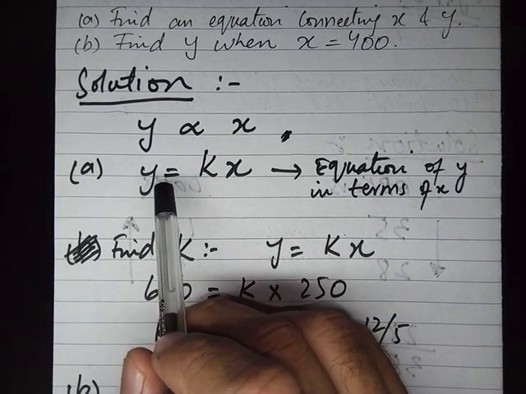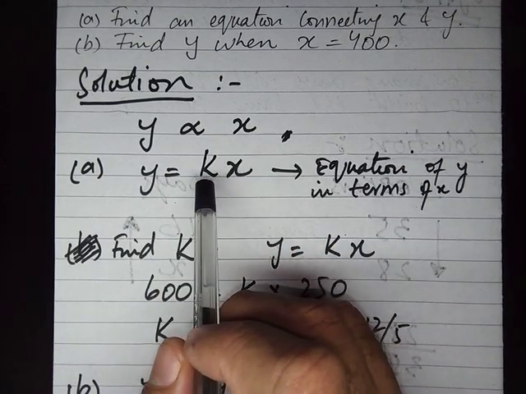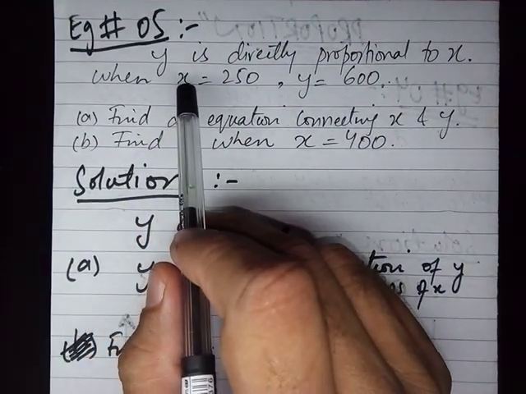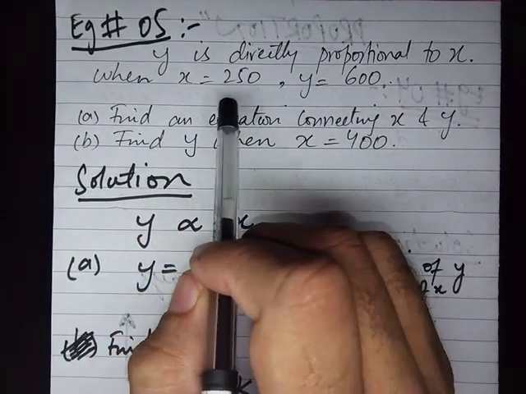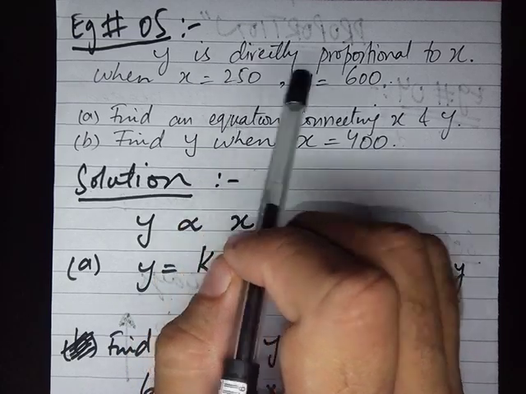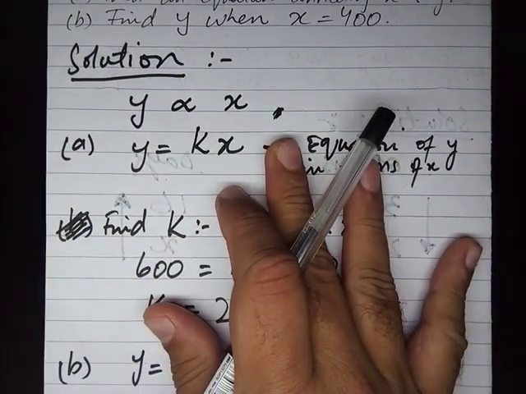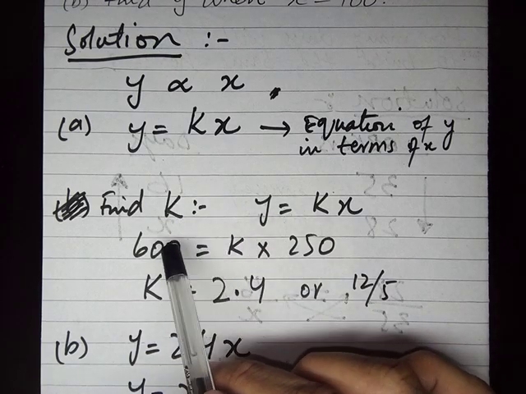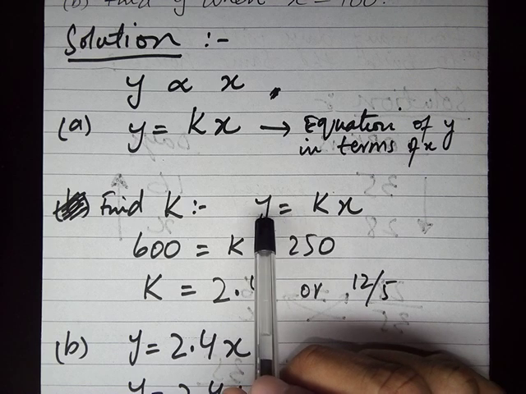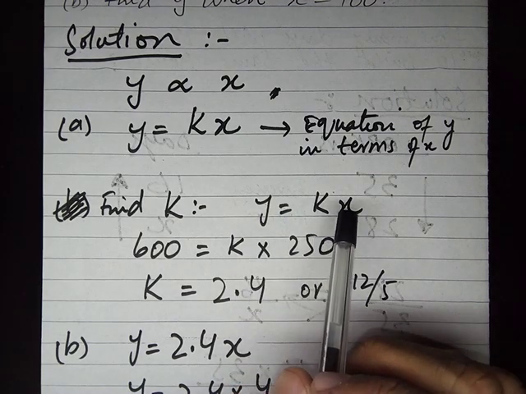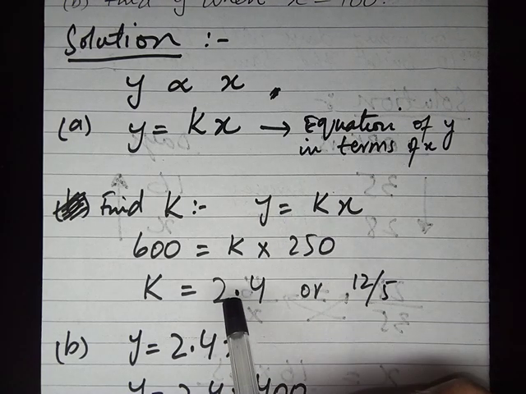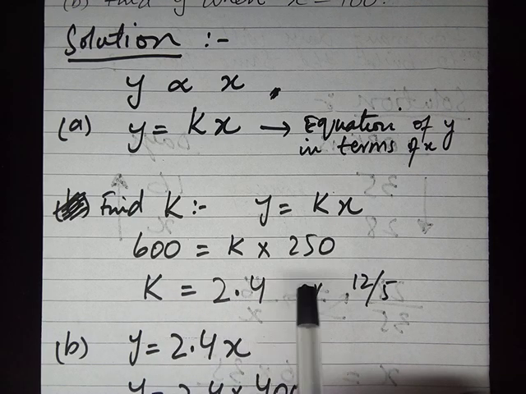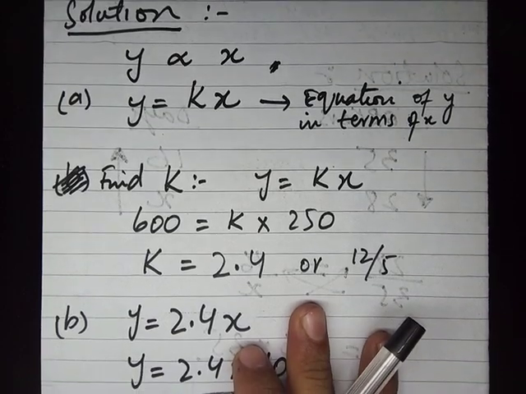So when you have this equation, you need to find the value of k with the help of these given values of x and y. I know that x is 250 and y is 600, so I will use these two values to find the value of k. So I put 600 in place of y and 250 in place of x, and after division I know that k is equal to 2.4, or in fraction it will be equal to 12/5.